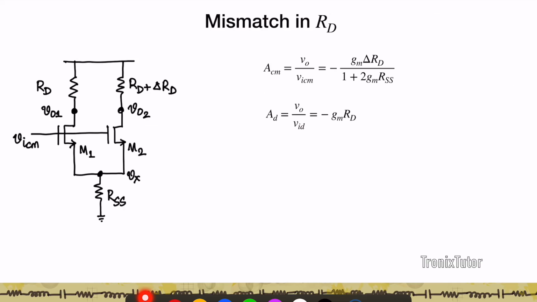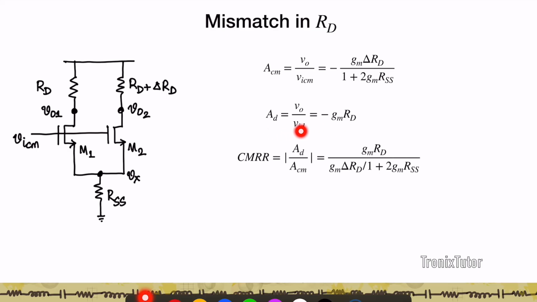Now let's go back to the circuit which had the difference in the load resistances. And so if I talk about the common mode gain, the common mode gain is Vo by VICM, it's minus GM delta RD by 1 plus 2 GM RSS. So again, you see here that the common mode gain is proportional to the difference in the circuits, if you will. If that delta RD was zero, then essentially you wouldn't have had any common mode gain to begin with. So the common mode gain is showing up because of the fact that you have this mismatch in the circuits.